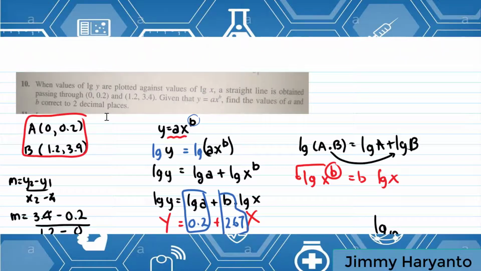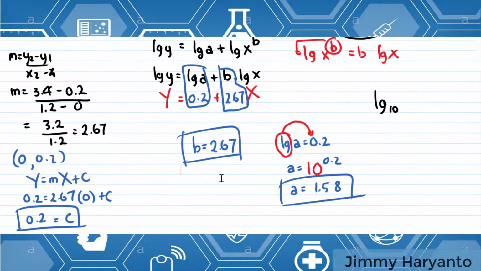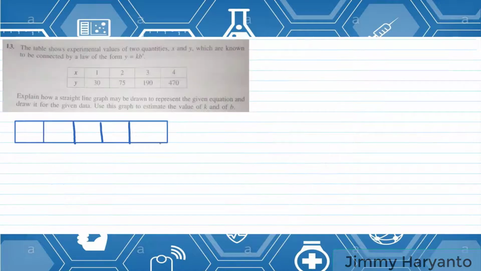The question is find a and b. Okay, the next question is number 13. The table shows experimental values of two quantities, x and y, which are known to be connected by a law of the form y equals kb to the power of x. So we can start from y equals kb to the power of x. This is the original equation, so we have to change it into a linear equation, y equals mx plus c.